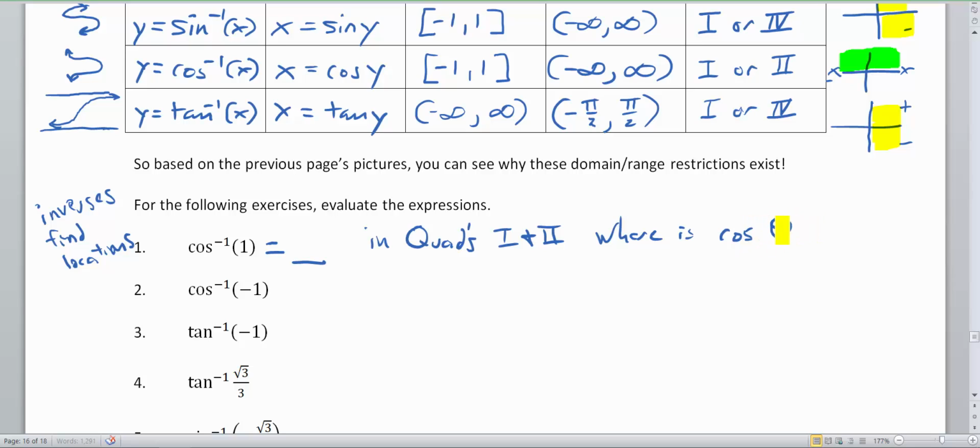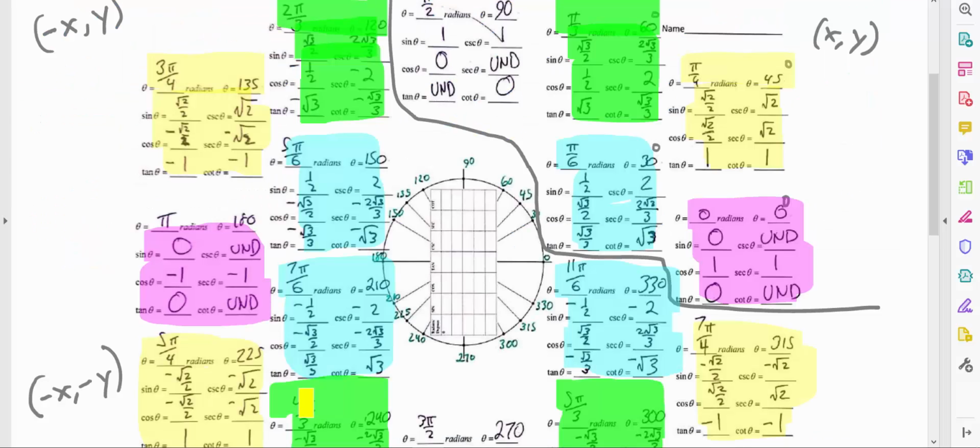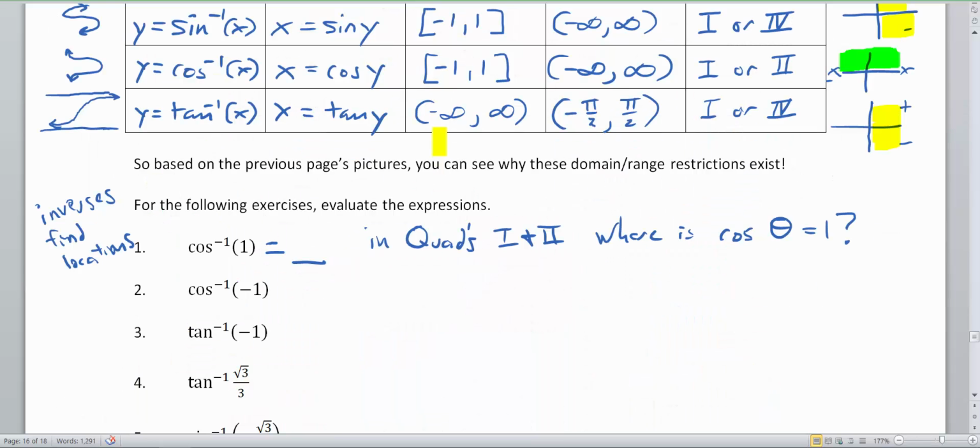And your book might use the letter T here. Where is cosine theta equal to 1? Okay, so what I'm going to have to do is grab my unit circle, which I happen to have here, and find out when is my cosine equal to 1. So if I'm looking exclusively at the first and second quadrant, my cosine of theta equals 1 at 0 degrees, or 0 radians. We're going to answer our problem in radians. So my answer to this problem is 0.